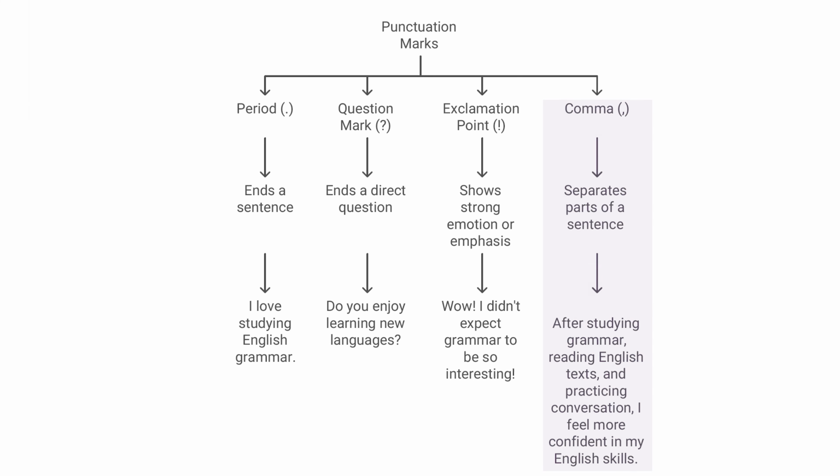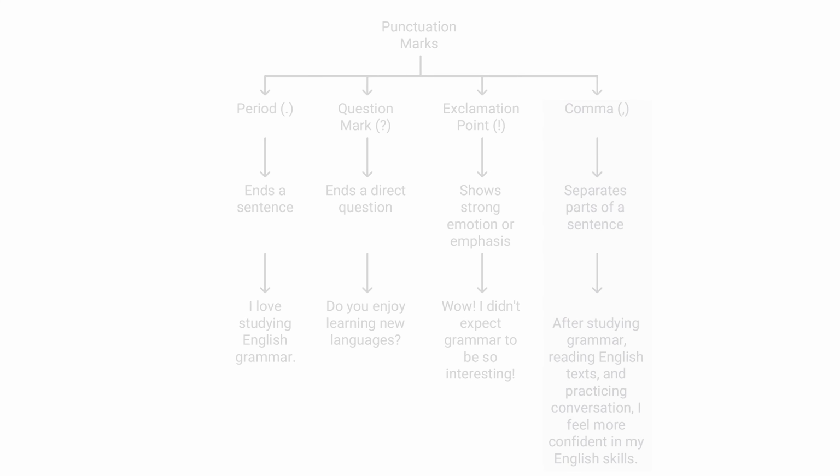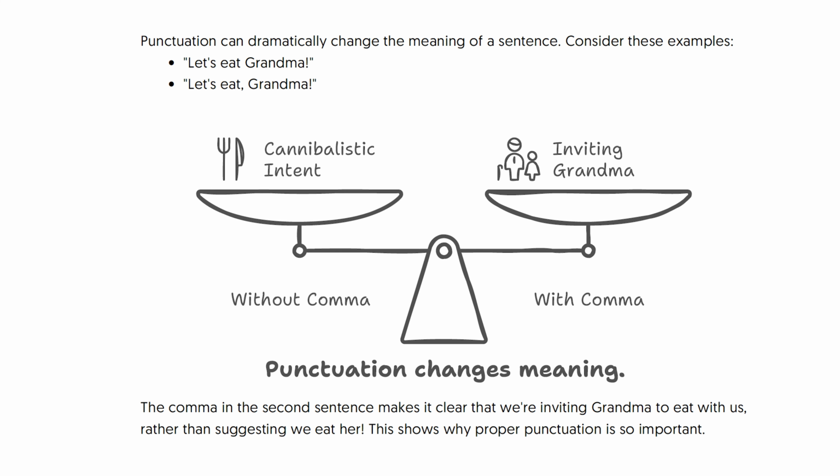4. Comma. Used to separate parts of a sentence, items in a list, or to set off certain phrases. Example: After studying grammar, reading English texts, and practicing conversation, I feel more confident in my English skills. Punctuation can dramatically change the meaning of a sentence. Consider these examples.